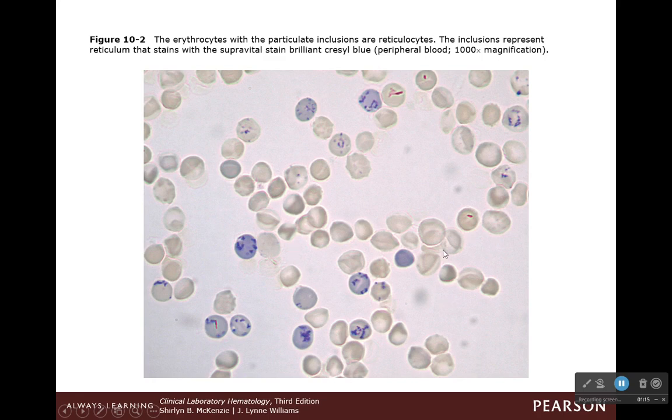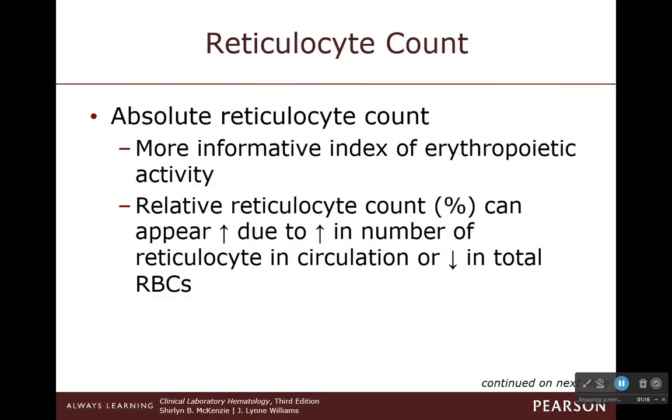Okay? This one is blue, but I wouldn't count it as a retic because I'm not seeing any little blue strands in it. Does that make sense? Okay? So the key is the little blue dots. If you see the little blue dots, then you know that is RNA. Okay? And that's what we're looking for in reticulocytes. That makes sense? Okay. All right.